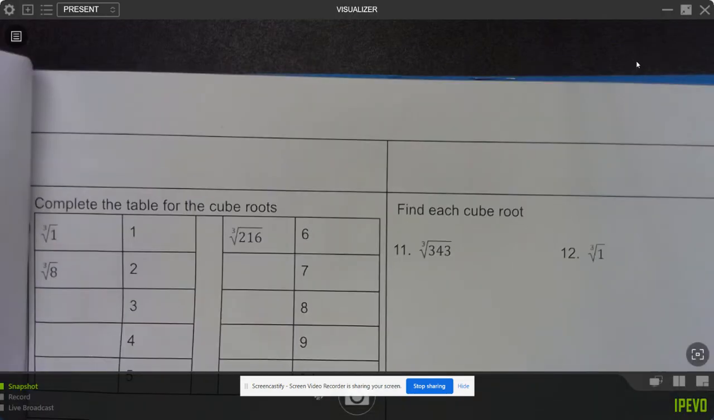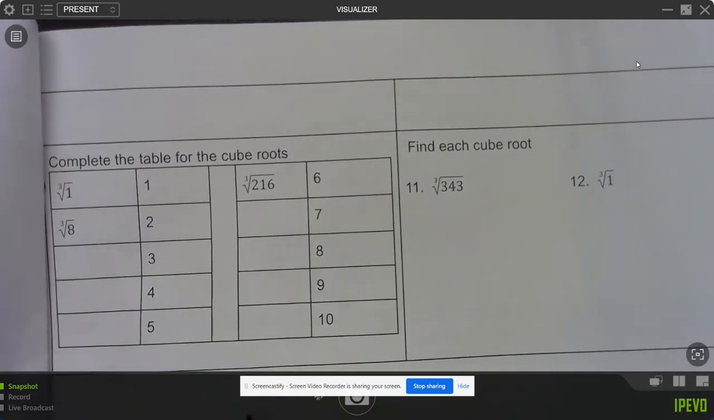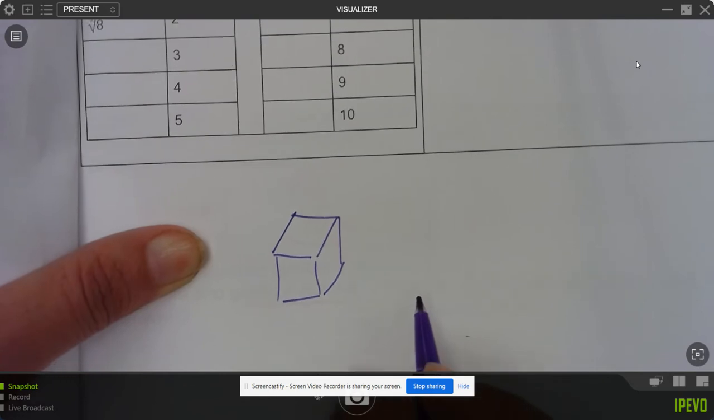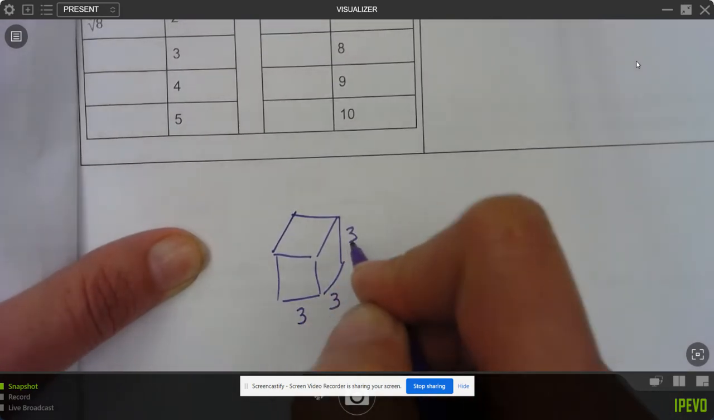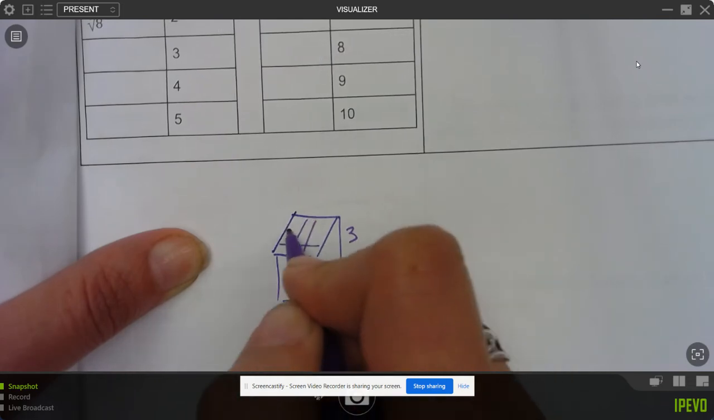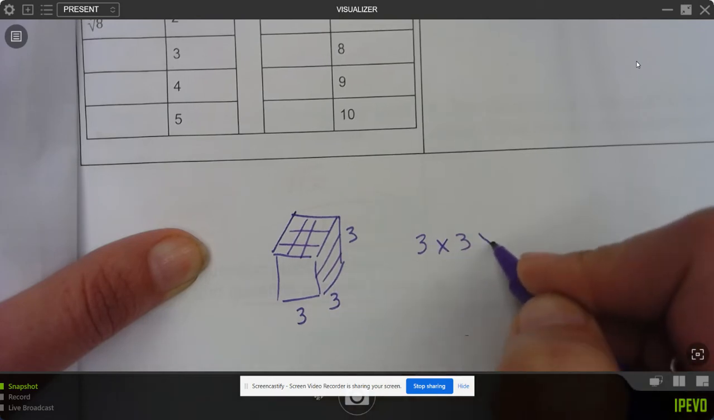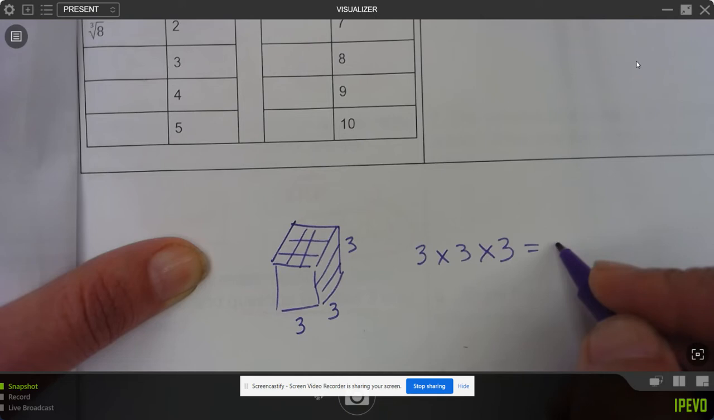So we're going to be talking about cubes and cube roots. So we literally are thinking about a cube, and these get big very fast. So if this was a cube that was, we'll say, 3 by 3 by 3, the bottom of it would be 3 times 3. And then how many layers of that would be another 3? So 3 times 3 is 9. 9 times 3 is 27.